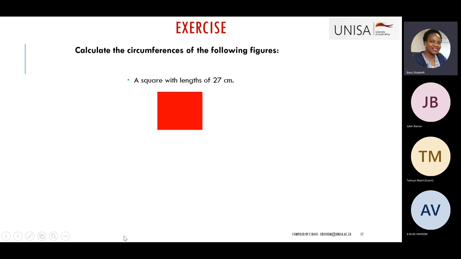A square has four sides, right? A square has four sides. So let's look at the formula. Even if you don't look at the formula, because we are adding the sides, it's easy. It's 27 plus 27 plus 27 plus 27. So you will add 4 27ths.